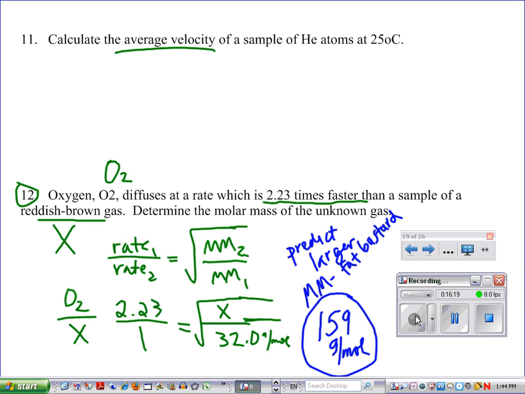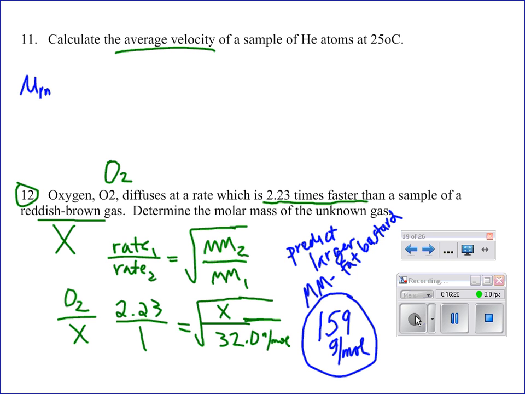Okay, last problem. Let's backtrack. Calculate the average velocity. It's not 1/2 mv squared. Average velocity is root mean squared velocity, and that's equal to the square root of 3RT over molar mass. So we're going to go ahead and plug and chug.